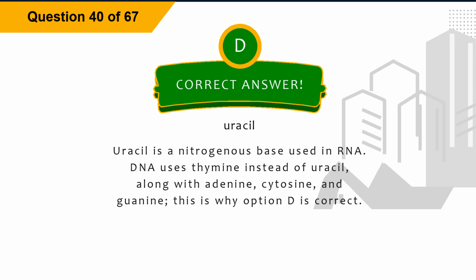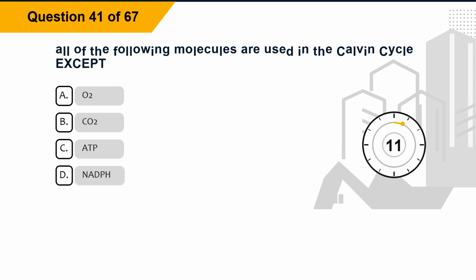Explanation: uracil is a nitrogenous base used in RNA. DNA uses thymine instead of uracil, along with adenine, cytosine, and guanine. This is why option D is correct. Question 41. All of the following molecules are used in the Calvin cycle except option A, oxygen.